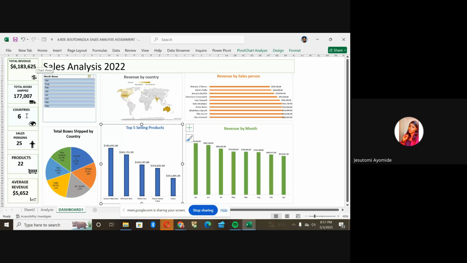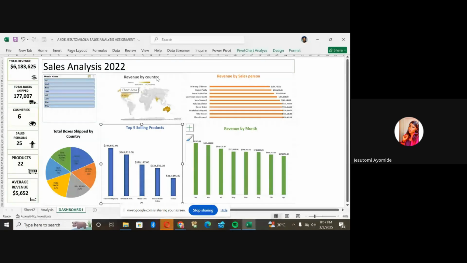Then we have 6 countries, 25 salespersons, 22 products, and the average revenue was $5,652. Then I continued my analysis by talking about the revenue by country, the revenue by salesperson, the total boxes shipped by country, the top 5 selling products, and the revenue by month.